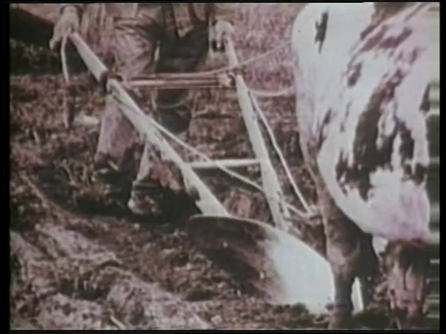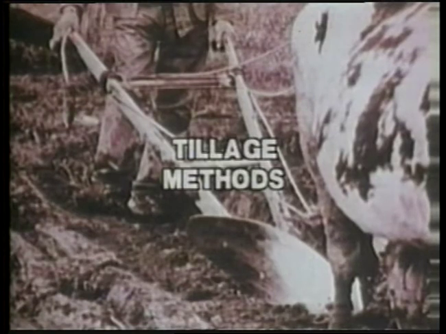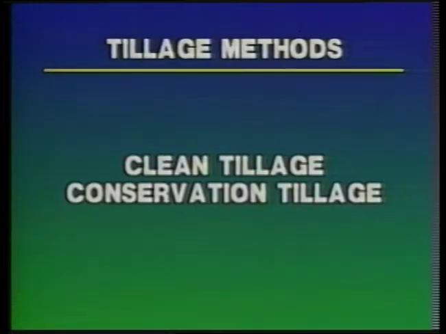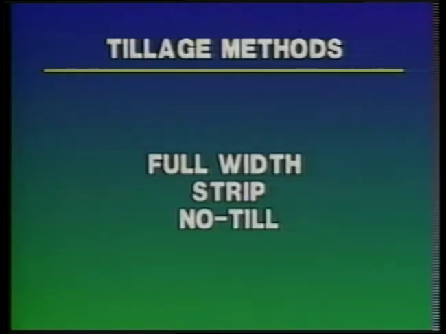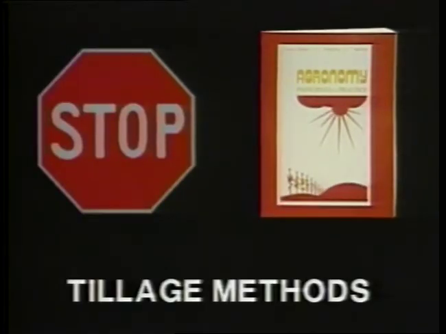The next topic for study is the section on tillage methods. In this section, specific tillage systems used in various parts of the U.S. are described. We have divided these methods into clean or conservation tillage systems, based on the amount of surface residue left at planting time, and full width, strip, or no-till, based on degree of surface tillage. You should now stop the VCR and study this section in your text and return to the VCR for further tutoring.